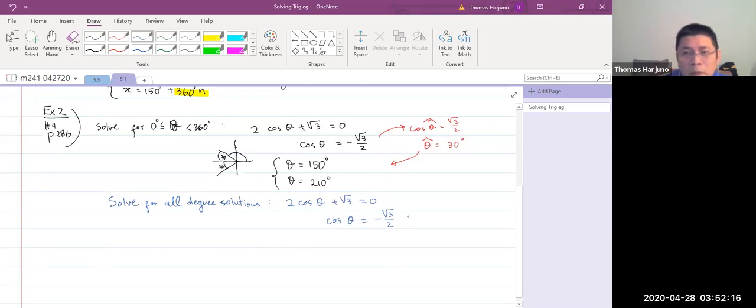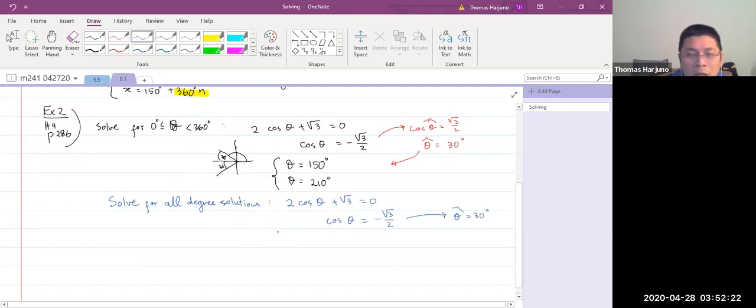Now from there we see, the theta hat is 30 degrees, right? But I need that to be negative, then it must be quadrant 2, so 150 plus 360 degree n. Any 360 degrees multiple of that number, okay, and 210 plus 360 degree n.